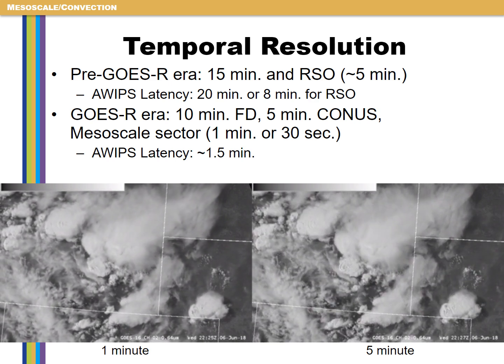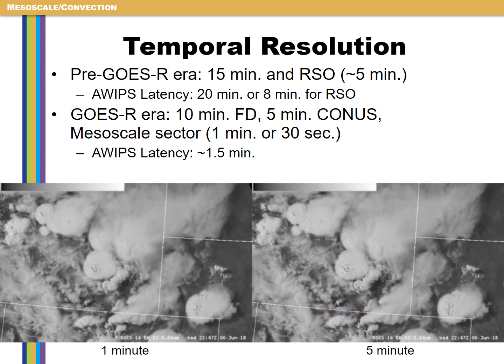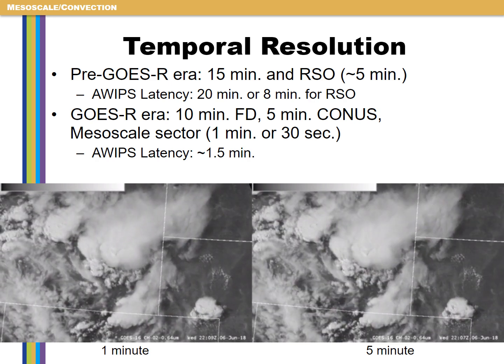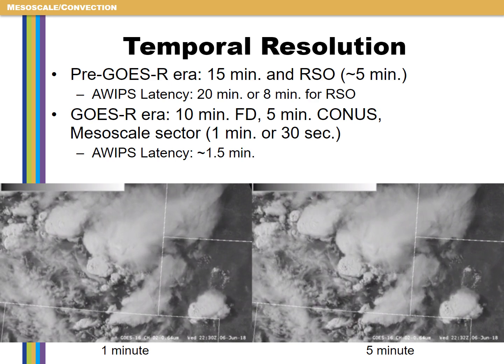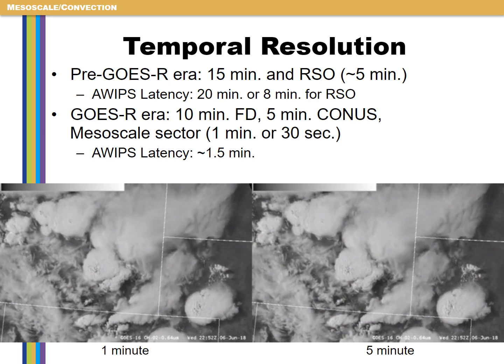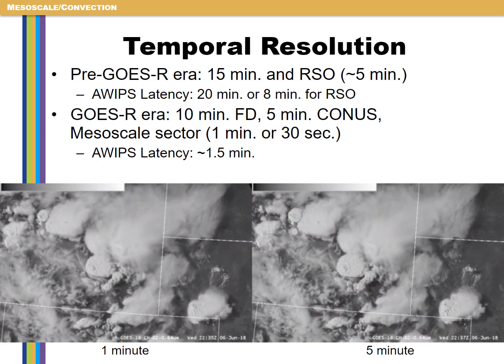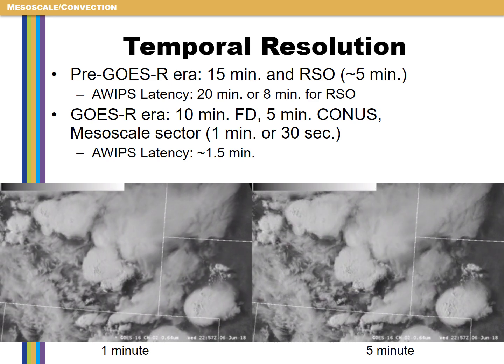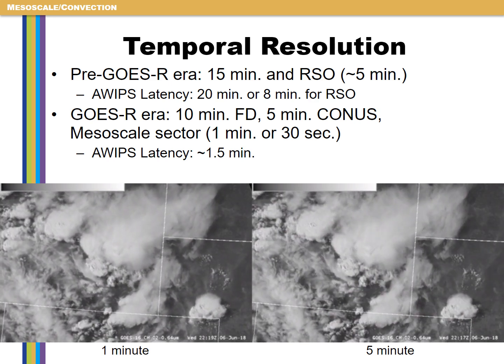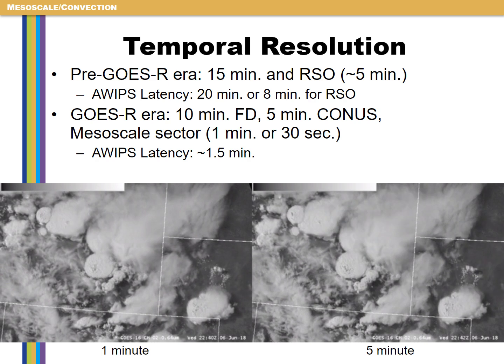Utilizing 1-minute imagery in the GOES-R era is particularly important and highlighted in the mesoscale convection section. To help understand the importance of 1-minute imagery, we compare pre-GOES-R era with GOES-R era temporal resolution and availability for display on AWIPS, which is referred to as latency.